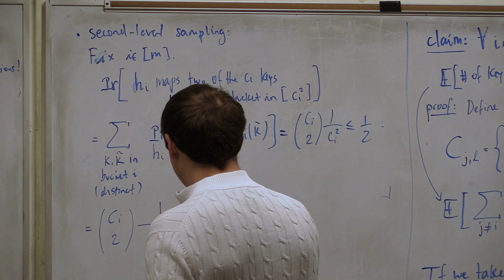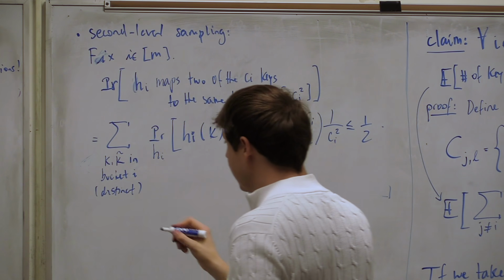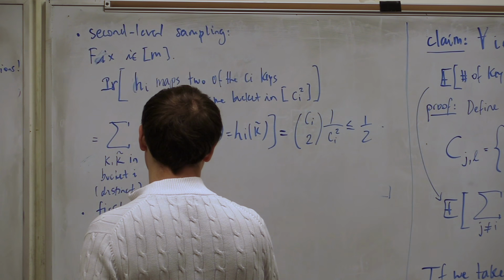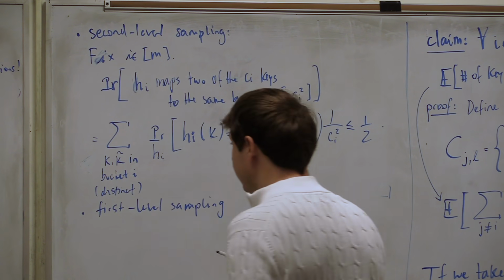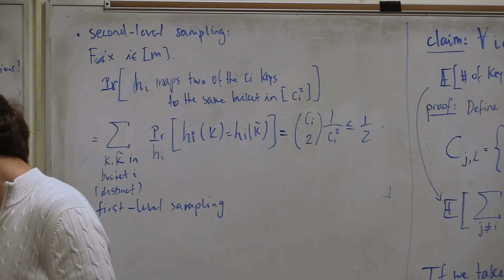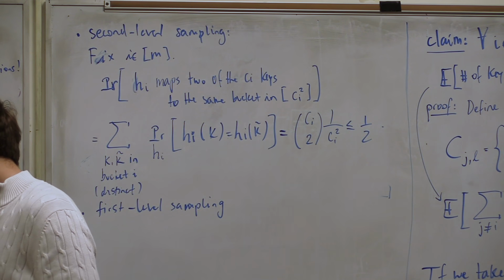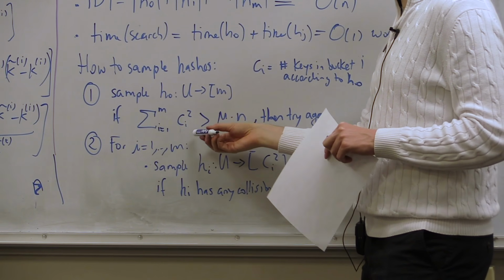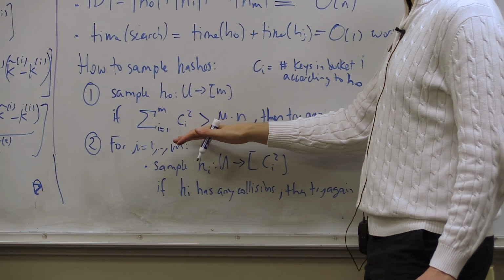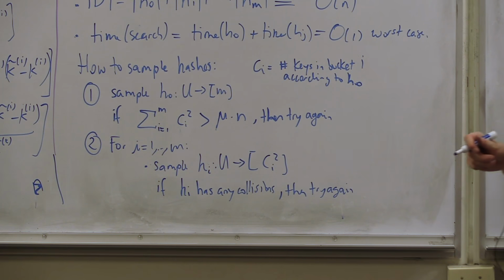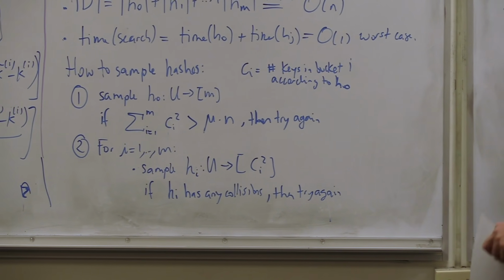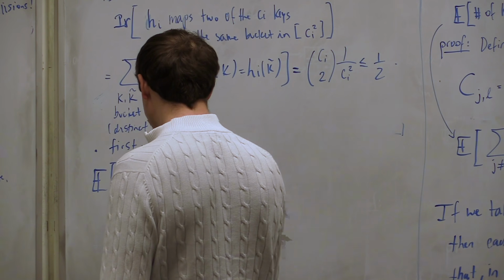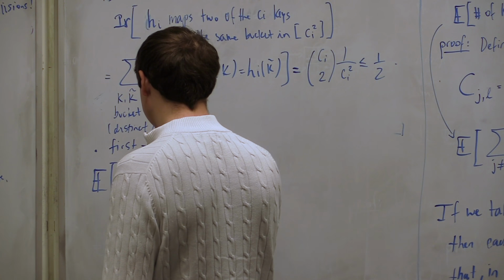Okay. So here we have analyzed the second level sampling. For the first level sampling, really we need to understand what is the probability that this happens. We want to say that the probability that the sum of the squares of the Ci's, where the Ci's are the number of keys in each bucket in the first level, is more than linear, is small. Okay, well, let's compute first the expectation of that number. So let's compute the expectation of the sum of Ci squared, with the sum going from 1 to m.